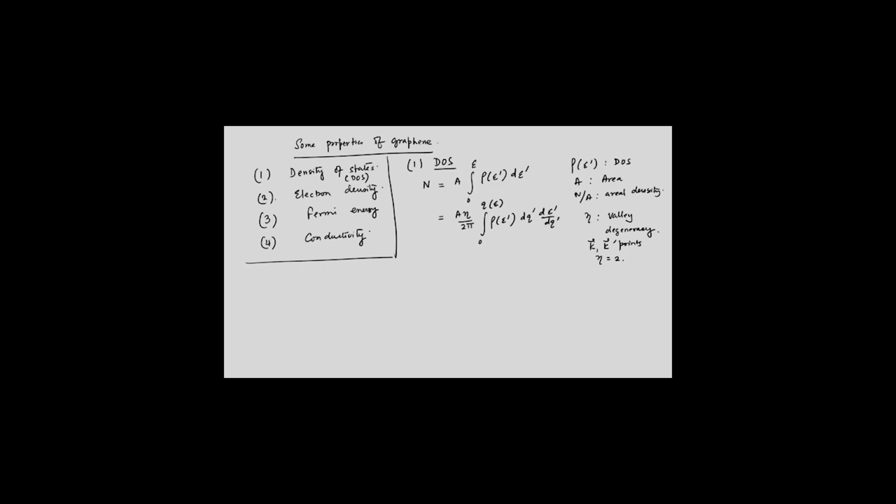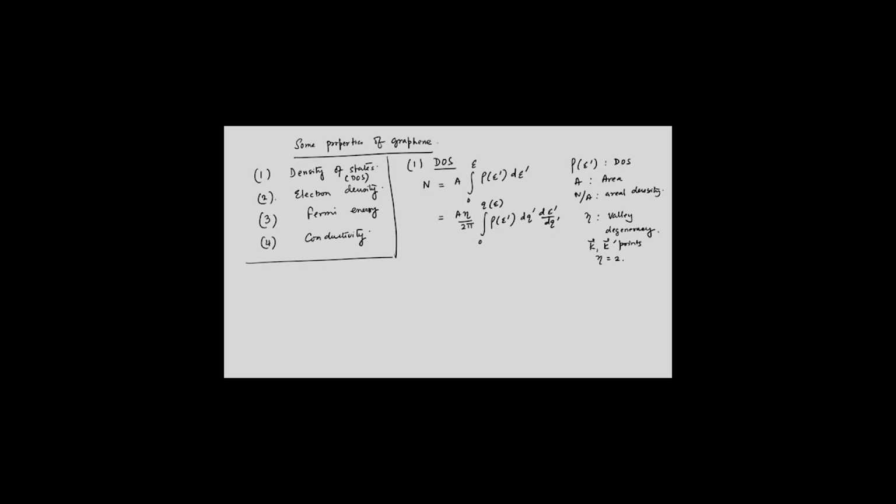Okay. And why I do that is that rho epsilon prime d epsilon prime is written as rho epsilon prime dq prime d epsilon prime over dq prime. Now, the limit of integration, or the range of integration, is changed from over epsilon to over q, where q is of course related to epsilon, which is by that linear dispersion that we have talked about.